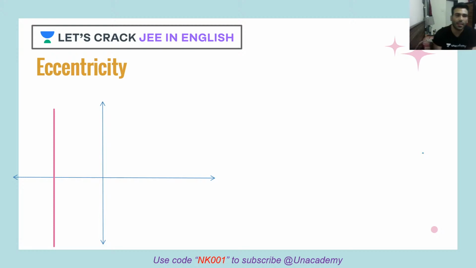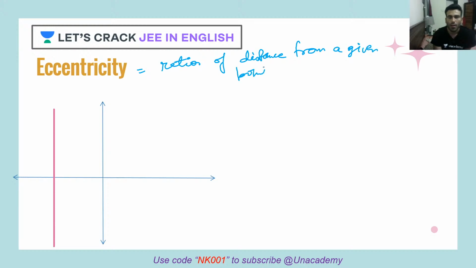Now let's talk about what eccentricity is. This is for any locus. We are talking about these conic sections, let's say circle, ellipse, parabola, hyperbola. We are talking about these 4 curves. So eccentricity is basically the ratio of distance from a given point to distance from a given line.